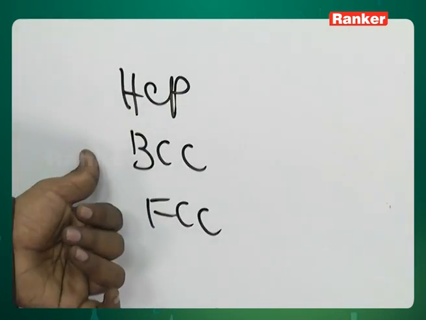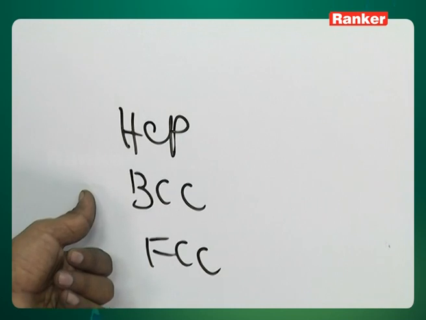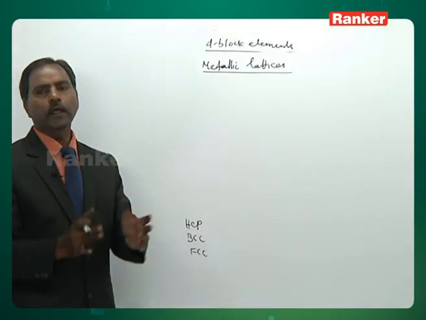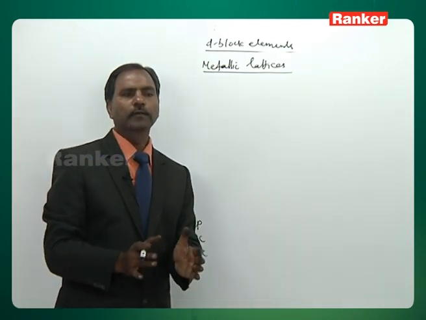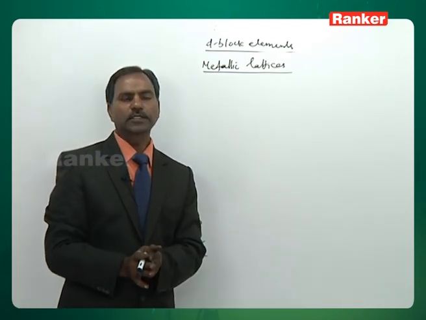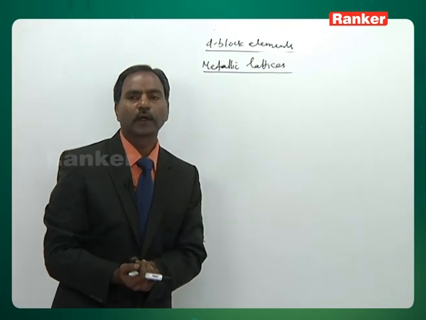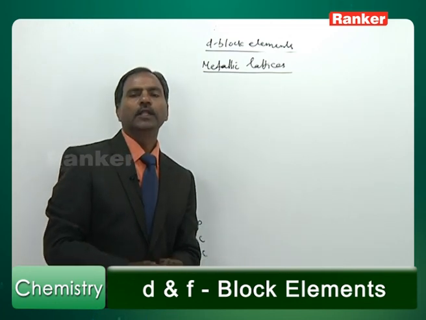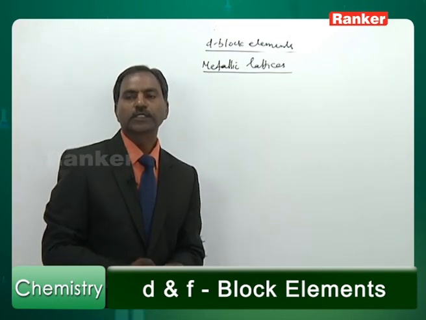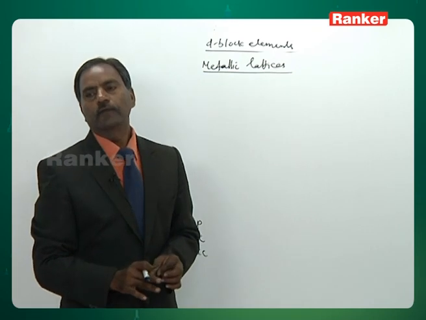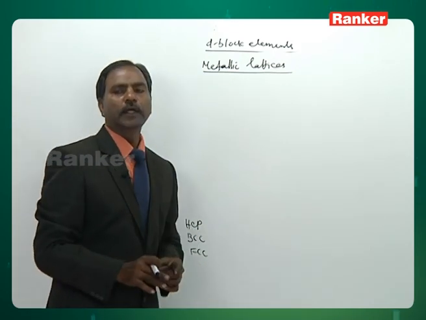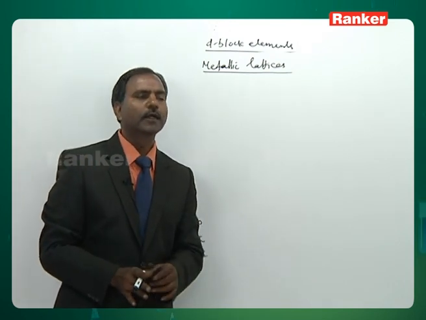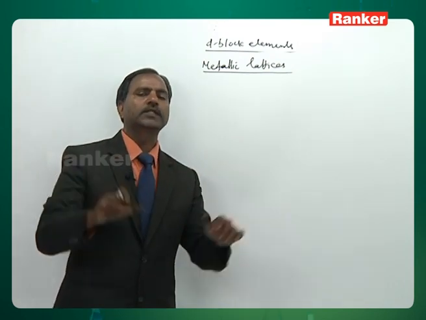V2O5. It is used for the commercial manufacture of what? Sulfuric acid by contact process. This is the particular catalyst used. So, Ziegler-Natta catalyst for polyethylene, V2O5 for sulfuric acid. MnO2 is the catalyst used for the decomposition of KClO3 for the preparation of oxygen.